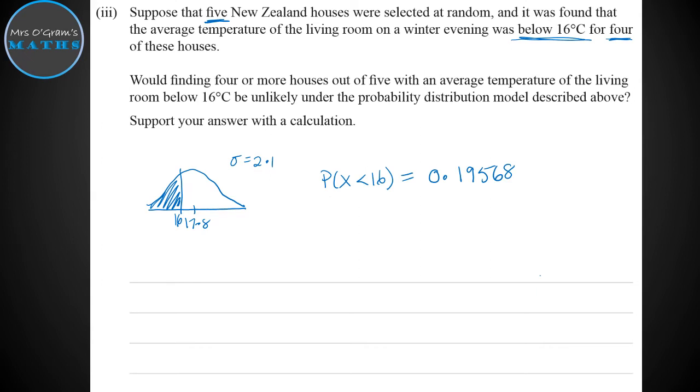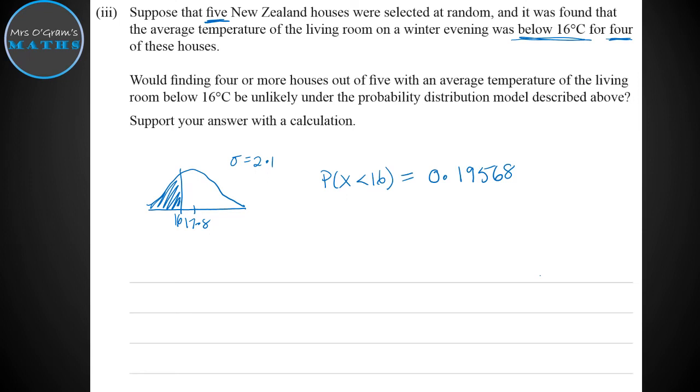Now I've deliberately left that fairly long. Don't round your answers until the end because we're not quite finished. That was just the chance of one house being less than 16 degrees. But we're asked, what's the chance that if we picked 5 of these houses, 4 of them would end up like that? Now that's actually a binomial distribution.